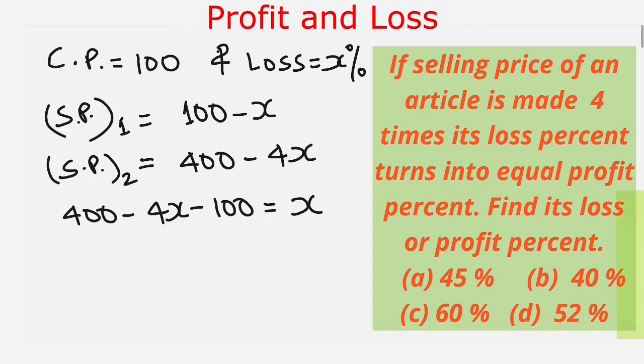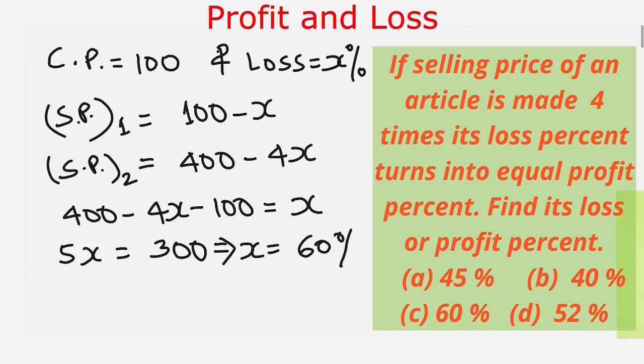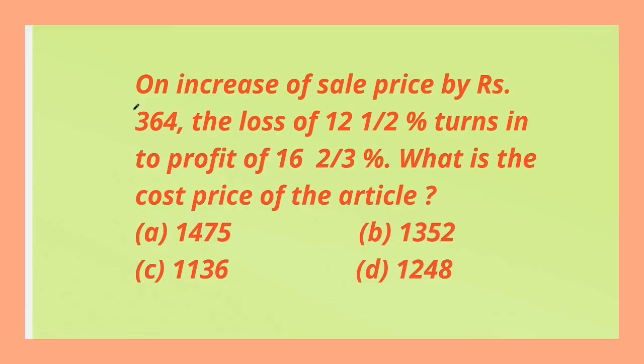Now on solving, we get minus 4x, which on transferring to the other side becomes plus 4x. 4x plus x equals 5x, and this is equal to 400 minus 100, which is 300. This gives the value of x equal to 300 divided by 5, which is 60, and in percent terms we write it as 60%. 60 on 100 is 60%. From the given options, our answer is option C. We go to the next question.